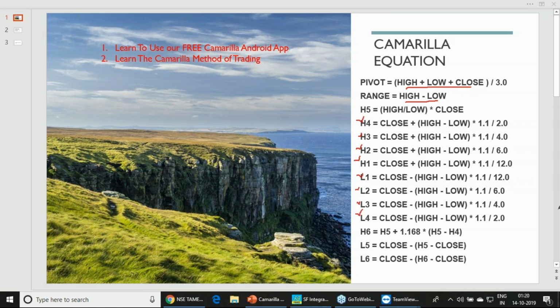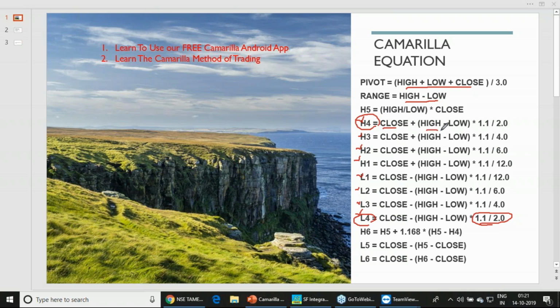L4, L3, L1. So first what it is doing, it is taking this range, multiplying with the half of the range, and adding to the close, getting the fourth resistance. Same way, it takes half of the range and subtracts from the close to get the fourth support. Then it is taking 1/4 of this range, 1/6 of the range, 1/12 of the range, and calculating the subsequent resistances and supports.